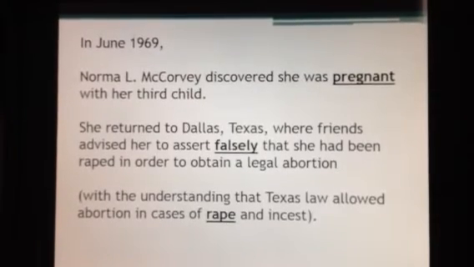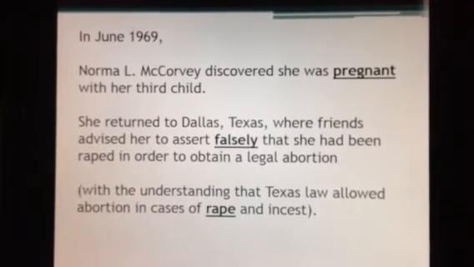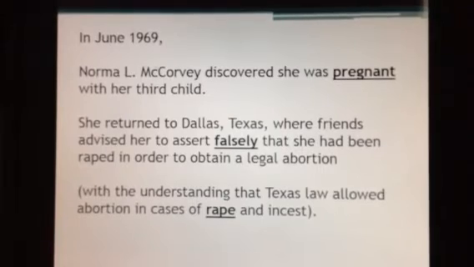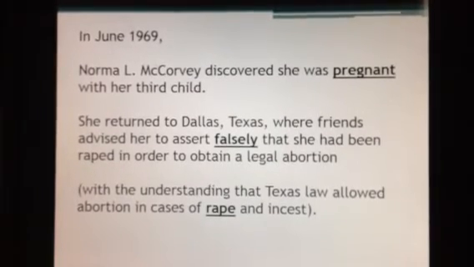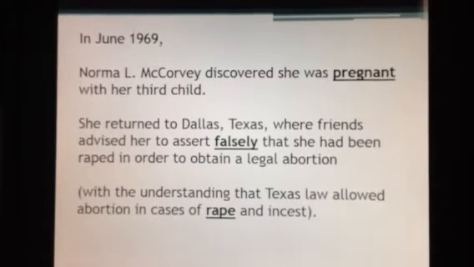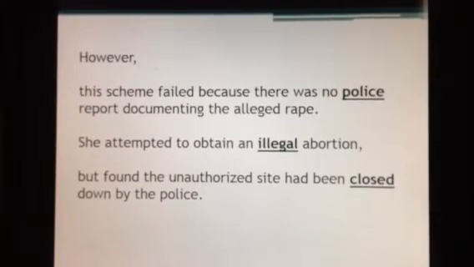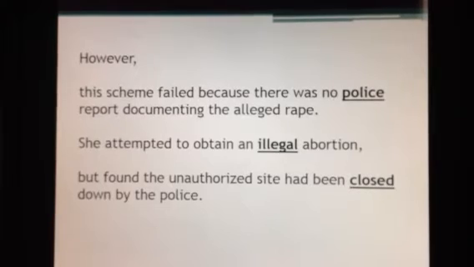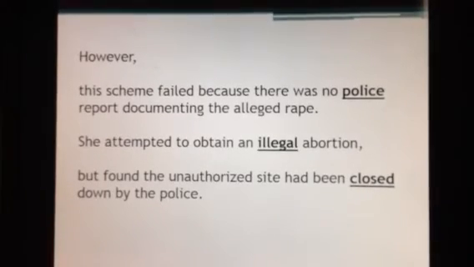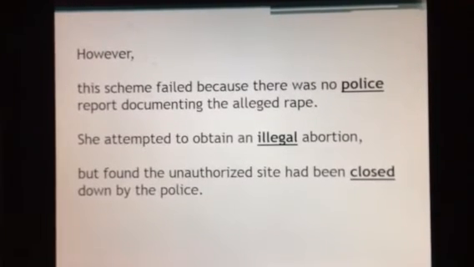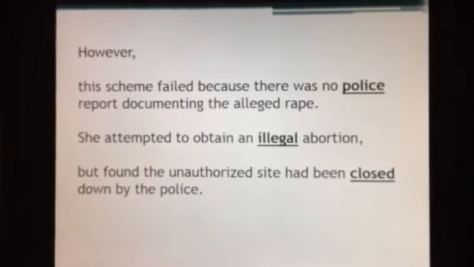What's the background of the case? 1969, Norma McCorvey discovered she was pregnant with a third child. She returned to Dallas, Texas, where friends advised her to assert falsely that she had been raped in order to obtain a legal abortion. Because under Texas law, they allowed abortion in cases of rape or incest. But those were the only two exceptions under Texas law. The scheme failed because there was no police report documenting the alleged rape. She attempted to obtain an illegal abortion, but found the unauthorized site had been closed down by the police.